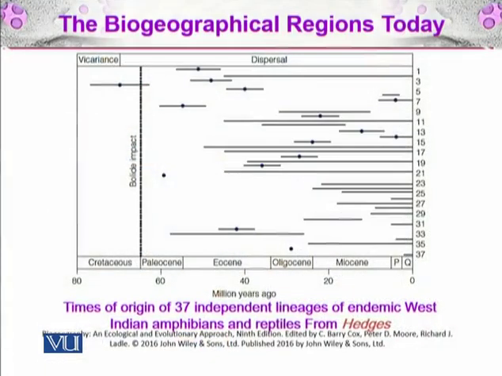Here you can see the times of origin of 37 independent lineages of endemic West Indian amphibians and reptiles, from Hedges. You can see the vicariance, there is the bolide impact, and then there is dispersal. In the Paleocene, Eocene, Oligocene and Miocene, the West Indian amphibians and reptiles are mainly marked by dispersal.